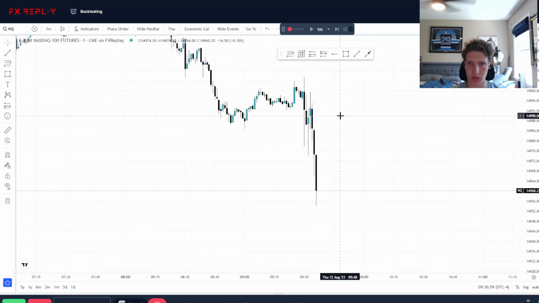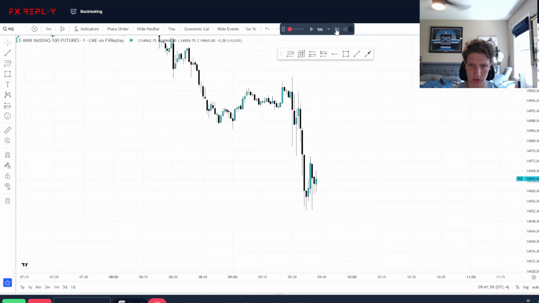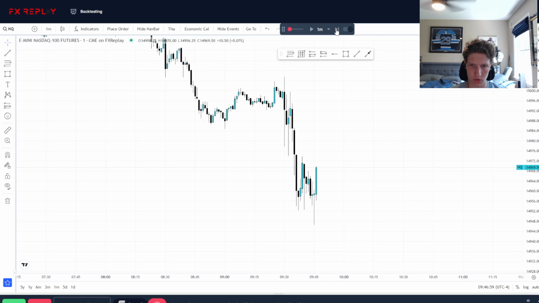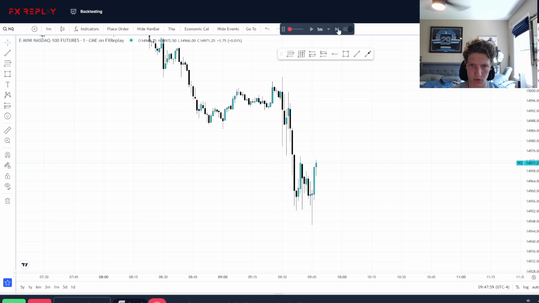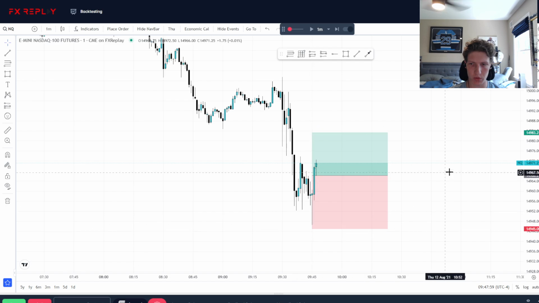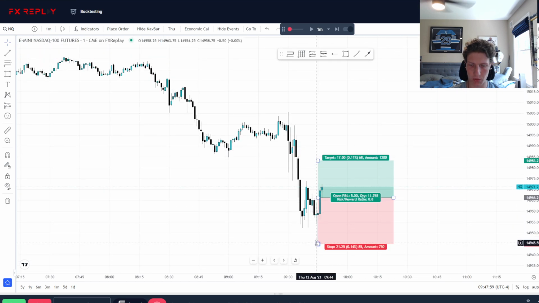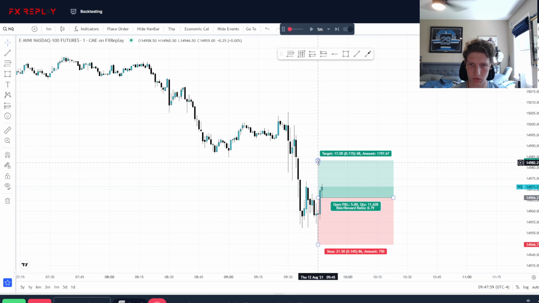Just see if we get an entry or not. Need a break of structure. There's your break of structure. Okay, so we just need this to get tapped into. We're going to put the stop loss, be conservative with it, put it underneath the lows, not here. So underneath the low.